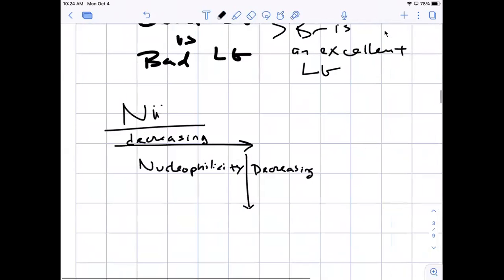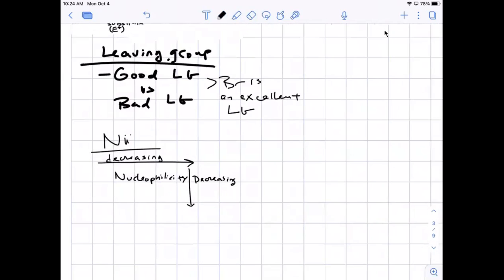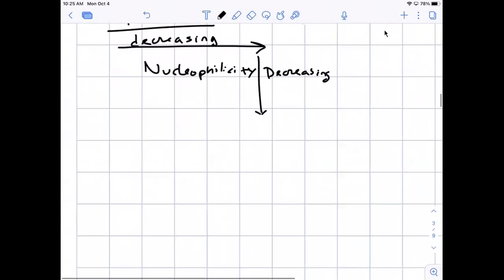Right, so that's how you determine whether or not you have a good nucleophile or a bad nucleophile. If you're comparing nucleophiles, look at the position on the periodic table, and that'll help you, right? And let me put a caveat here.